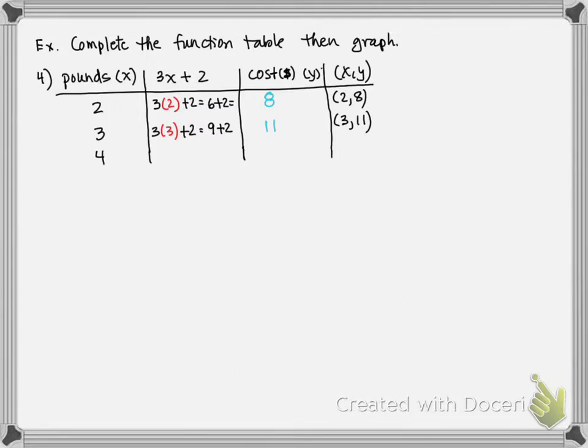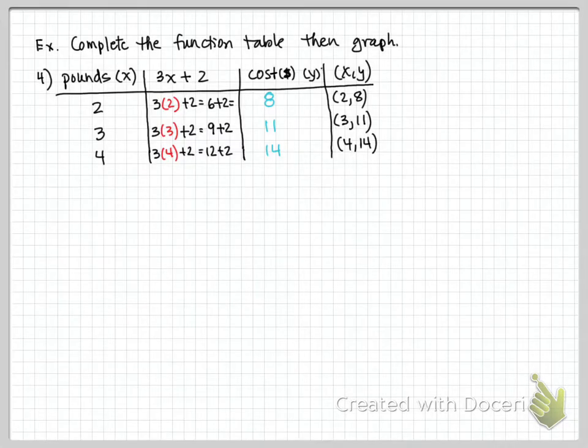Then the last one, on this one, we start with 4 pounds. Write out the rest of the rule. And then 3 times 4 is 12, and 12 plus 2 is 14. So I'm going to graph 4 and 14. All right, so this is when I'm going to bring in my graph paper.